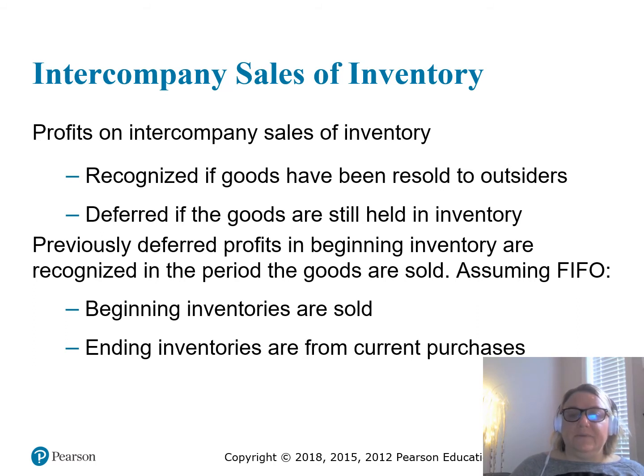And then this is where you just have to stretch your brain out a little bit. Previously deferred profits in beginning inventory are recognized in the period where the goods are sold, assuming first in, first out, FIFO. Beginning inventories are sold, and ending inventories are from current purchases. So that's a little bit using FIFO. We're not going to use any other method, just first in, first out.